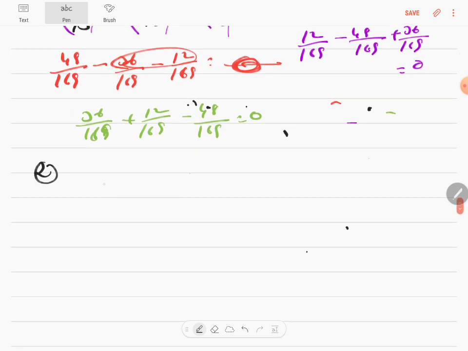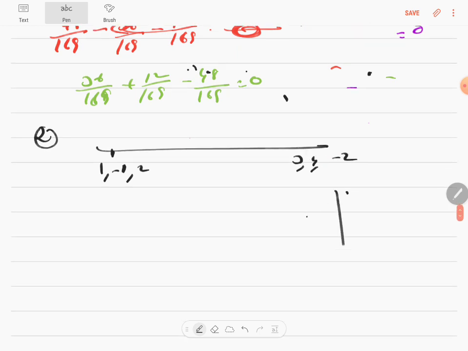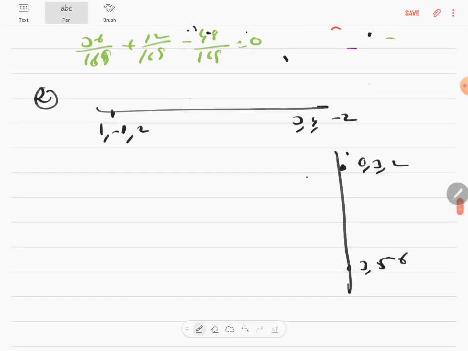Show that the line through the points (1, -1, 2) and (3, 4, -2) is perpendicular to another line which is passing through the points (0, 3, 2) and (3, 5, 6). To prove that they are perpendicular, you just need the direction of this and the direction of this. And if the dot product is equal to 0, then they are perpendicular, correct?